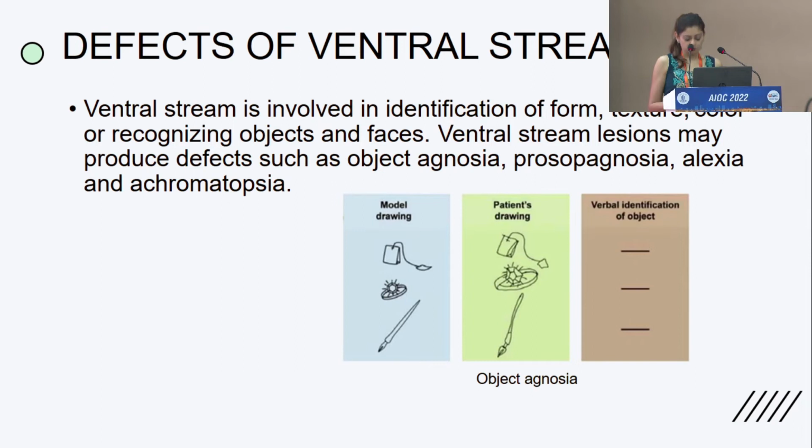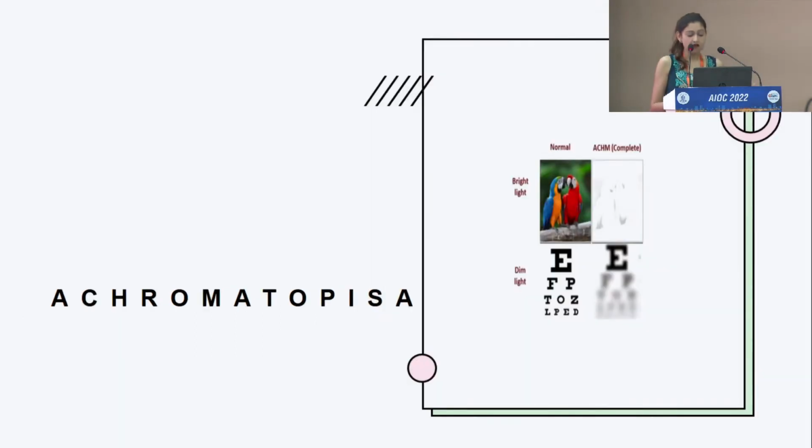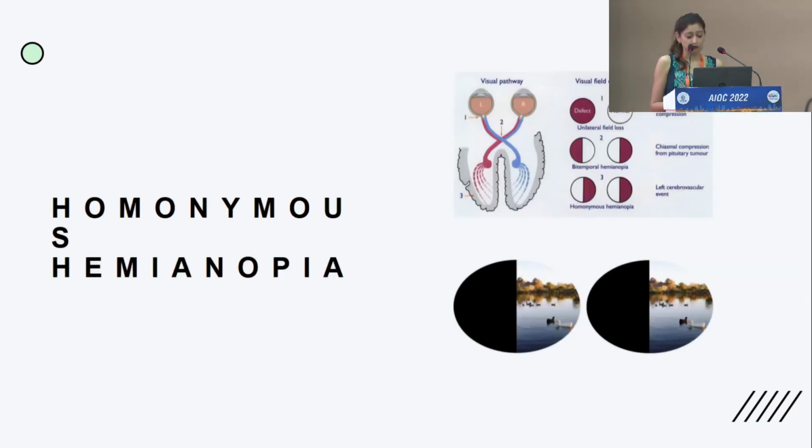When we talk about the ventral stream, there is prosopagnosia, which means they have a defect in the recognition of faces. Achromatopsia is there, and an inability to find directions. They are not able to find their routes, even their way back home.